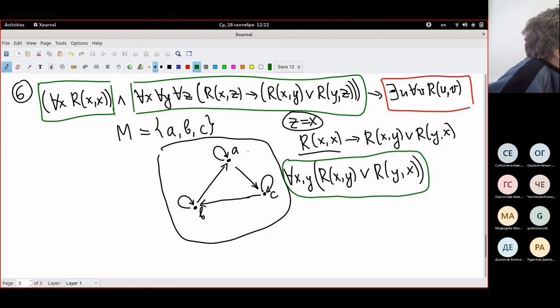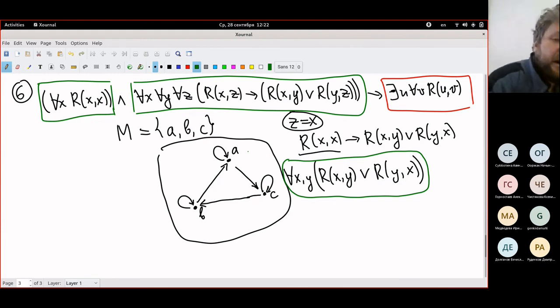But they say that there exists a y that for all v, it's not for all v exists a y, exists u for all v. So there should be an element which has arrows to all elements. And this is the only problematic case where they see each other like this. Okay. But now we have to apply this formula once more.